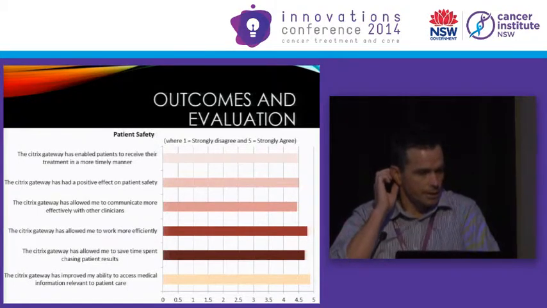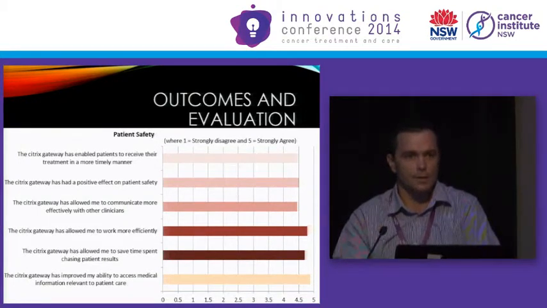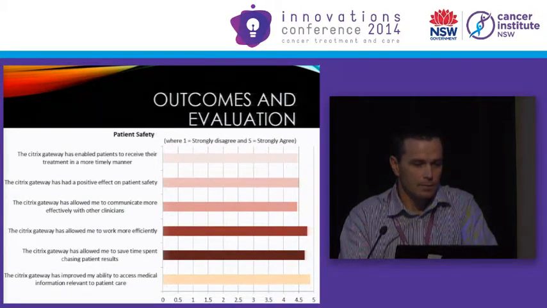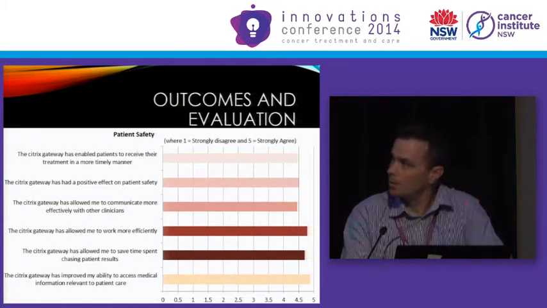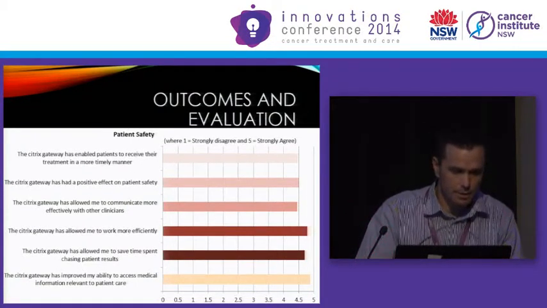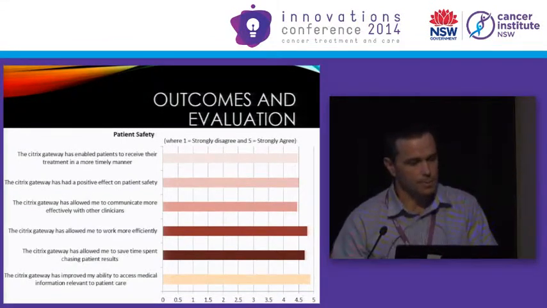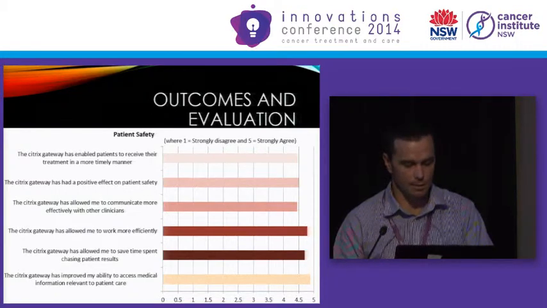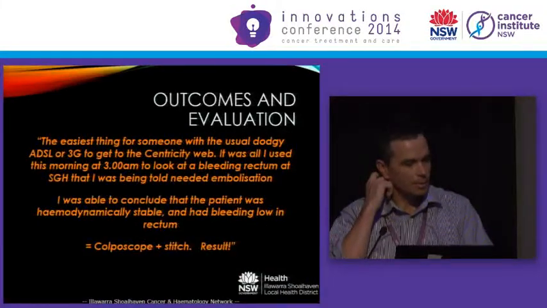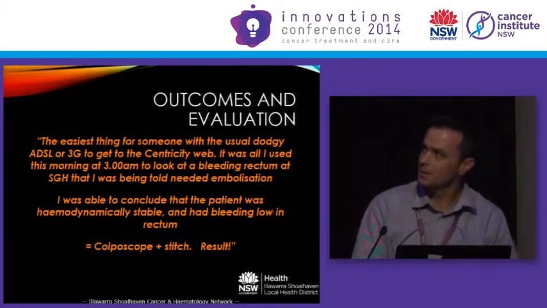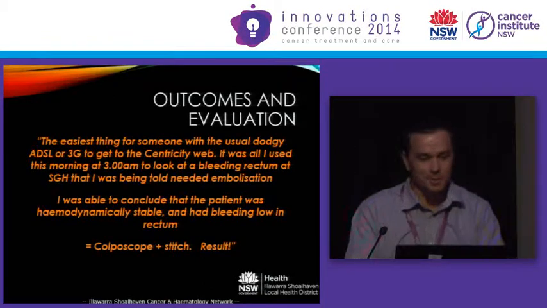So the user survey focused on a couple of key areas around access, usability, patient safety. And you can see here that results were very positive in terms of a perceived improvement in patient safety. It was allowing people to work more efficiently and allowing them to save time, chasing results, pulling together the information about the patient. And I think probably best described here by one of the radiologists who very quickly fell in love with the system and became a strong advocate.